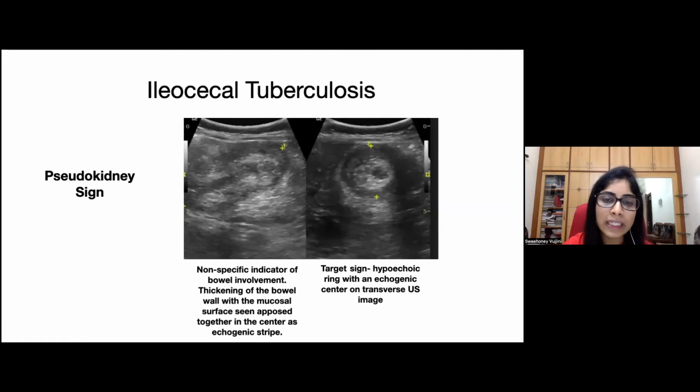Next is the pseudo-kidney sign. It's a non-specific indicator of bowel involvement. There is thickening of the bowel wall with the mucosal surfaces seen opposed together in the center as an echogenic stripe. This is a target sign, which shows a hypoechoic ring with an echogenic center on a transverse ultrasound image.